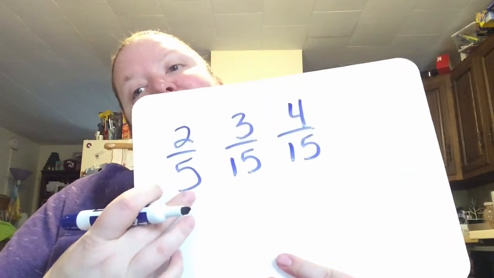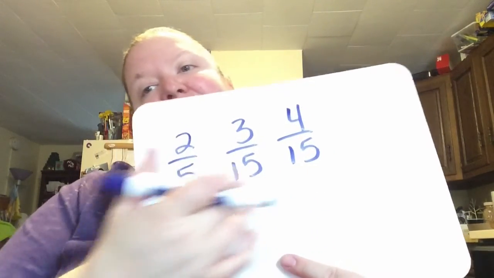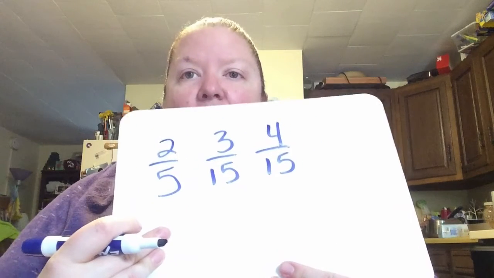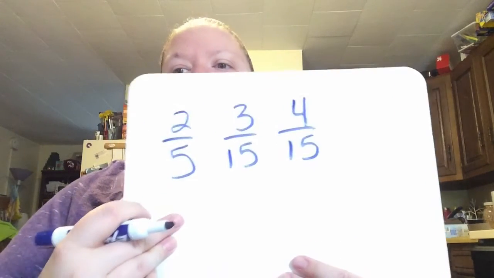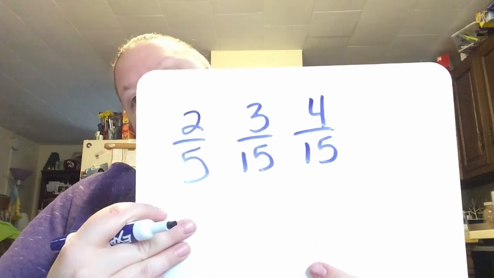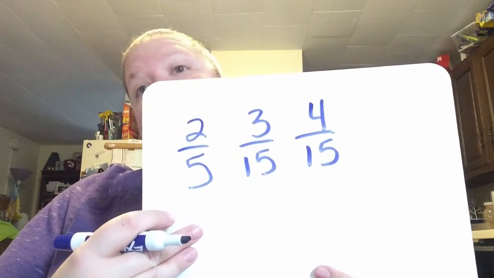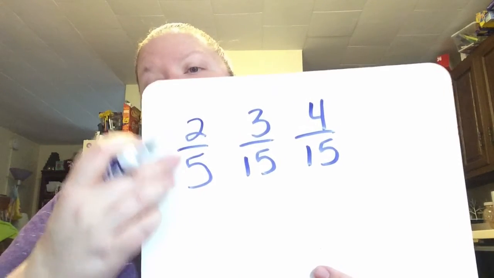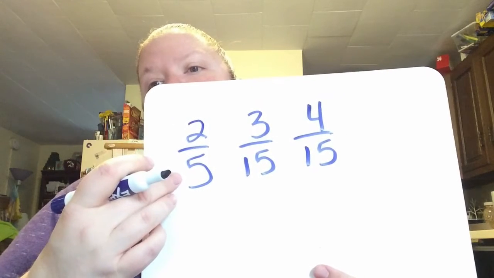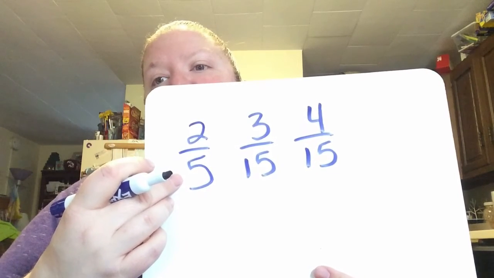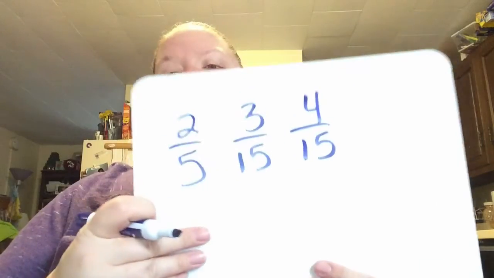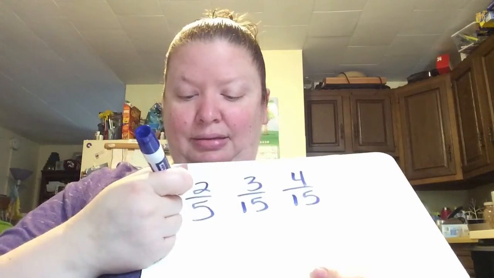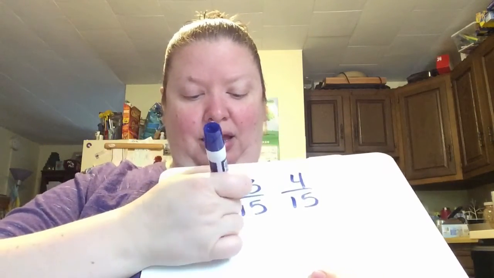Now, you might look at those and you might say, well, 2, 3, and 4 are already in order. But the problem is that this 5 is not the same as the 15s. And so, I have to say, what am I going to do to 2/5 to make it an equivalent fraction to the other two? I have to multiply the top and the bottom by the same number. And that number is going to be whatever I need to do to 5 to get to 15. Well, in this case, I have to multiply by 3.